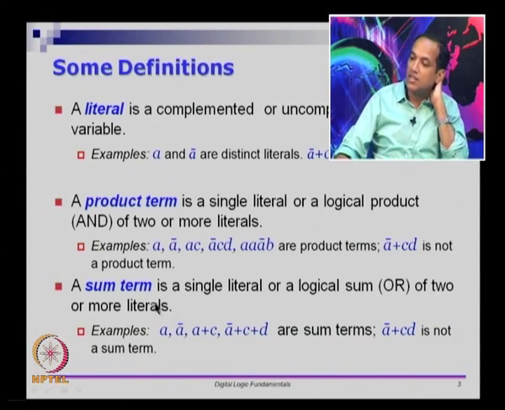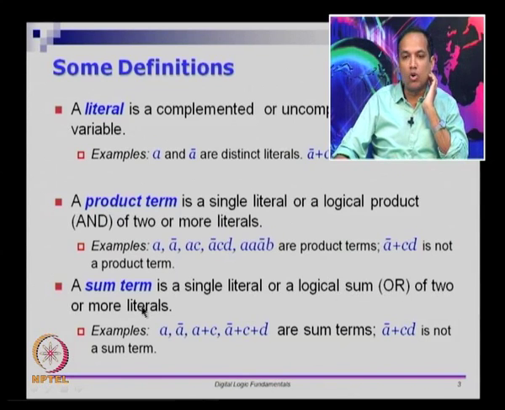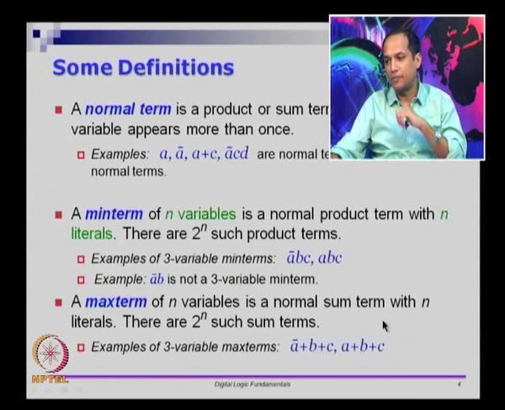Similarly, a sum term is a single literal or a logical sum of two or more literals. So a bar, a plus c is a logical OR of two literals, this is a logical OR of three literals, and so on. These are all valid sum terms, and a bar plus cd is not a valid sum term because it has a product, and this is not a single literal. If I had given you a bar plus c, that is okay, that is a sum term, but a bar plus cd actually involves a product also. So a product term should not involve sums and a sum term should not involve products.